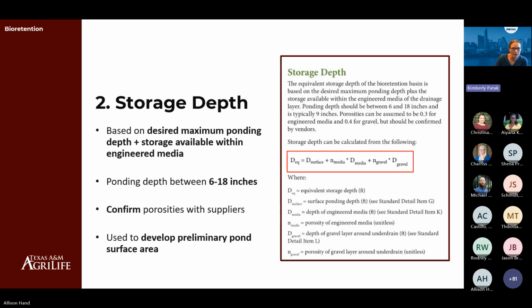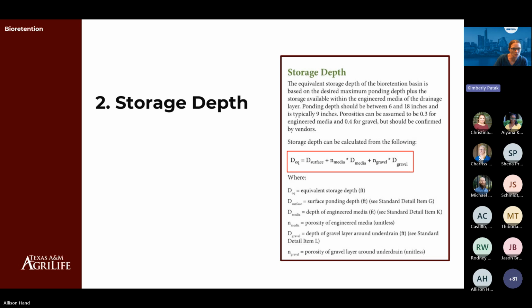So we're going to step through a design example of calculating your storage depth. The first step would be the selection of your surface ponding depth. That is really up to the design of how deep you want your water to be. Typically it's anywhere from 9 inches to 18 inches. For this example, we use 1.5 feet.